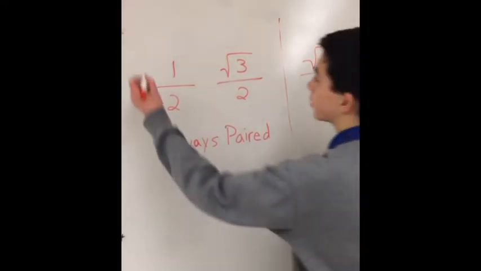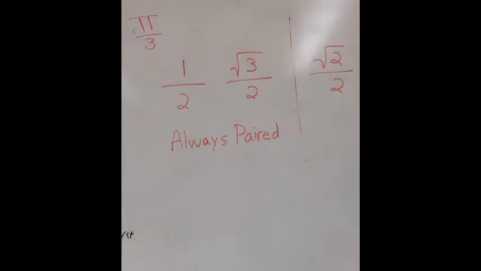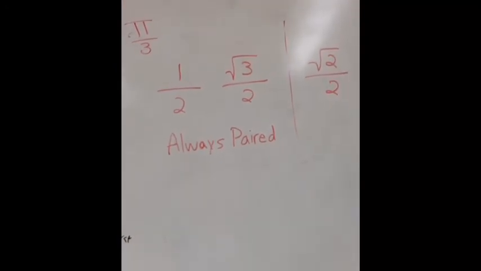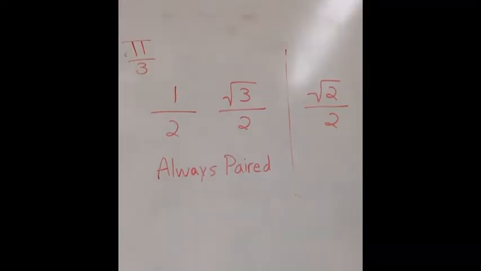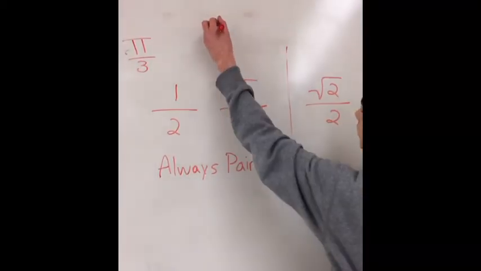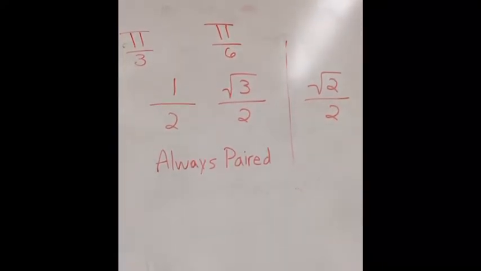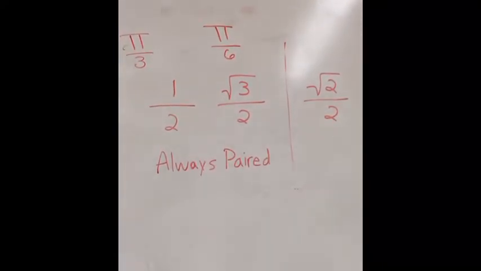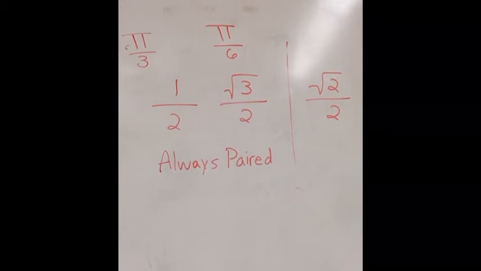Whenever you have a denominator of 3, you will always have 1/2 as the first x value. Then you will have square root of 3 over 2 as your y value. Whenever you have a denominator of 6, you will always have square root of 3 over 2 as your x value. Why? Because 3 times 2 is equal to 6. Next, your y value will be 1/2 because it is always paired.